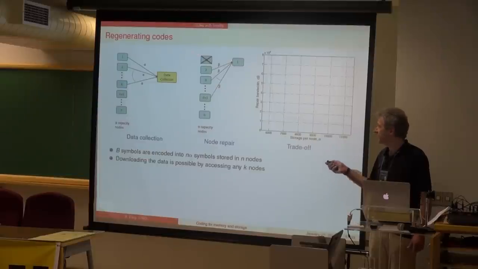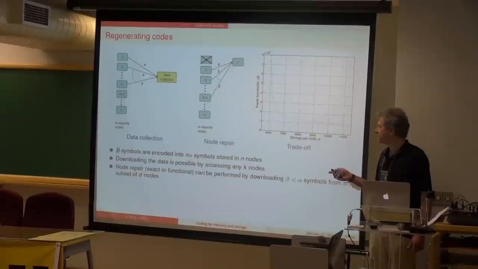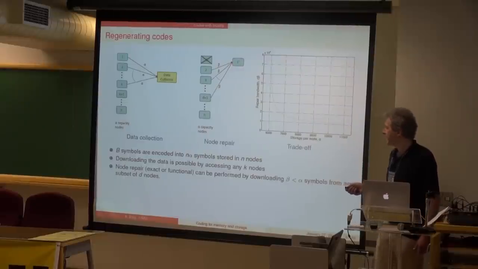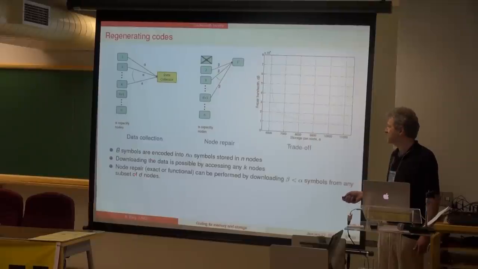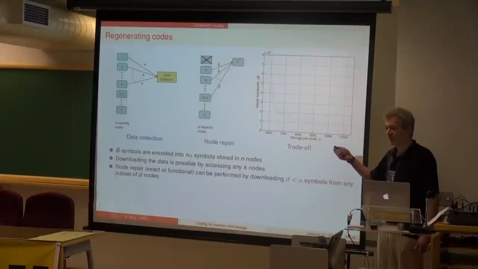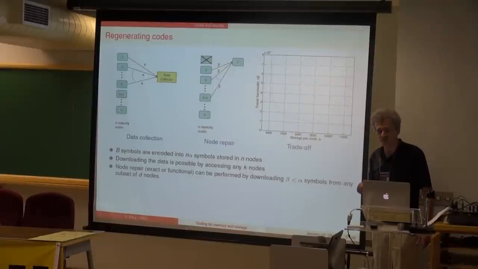But then if a drive fails, it should be possible to repair the drive. We need to recreate the contents of the failed drive in this node 1 prime, and it should be possible to do this by accessing D nodes and reading beta symbols from each of those D nodes. Beta is less than alpha. And there are two types of repair. One is exact repair, where we replicate at this node the contents of that node. The other one is functional repair, where maybe it is not an exact copy, but functionally the data collection can still work. Never mind that it's not an exact copy of the data.